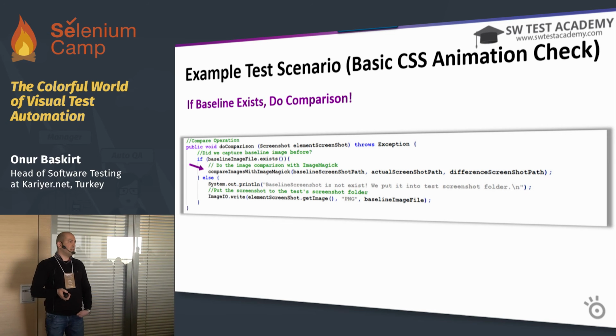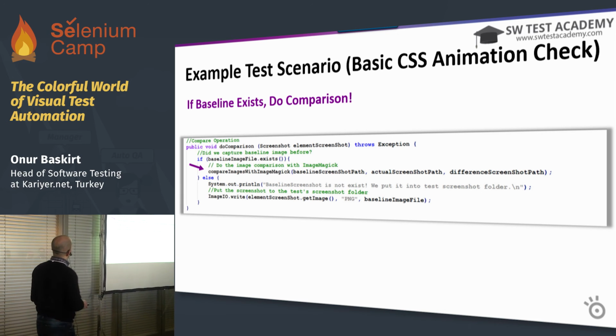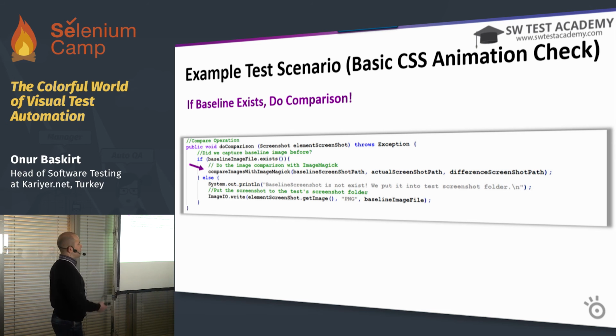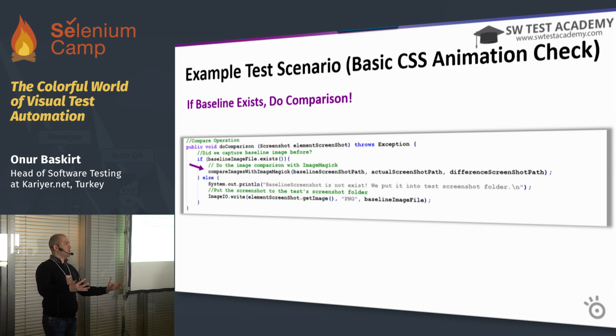And this is the do comparison method. What did I do here? First, I check whether the baseline image exists or not. If it exists, I will do the comparison. If not, I will write this screenshot as a baseline image to the test folder.